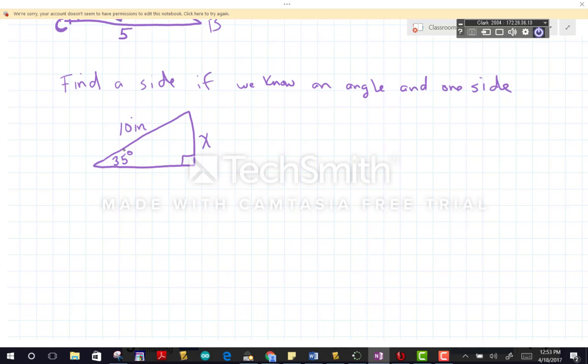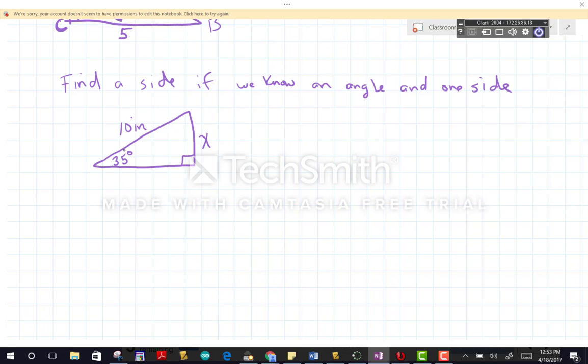I heard somebody say a squared plus b squared equals c squared, but why can't we use that here? Why does that not work for us? Alex? So we only have one side. So we can't use a squared plus b squared equals c squared because we only have one side. Any ideas about what we could do? What do you think we could do? Paul, what do you think?